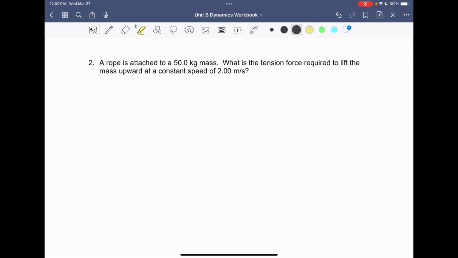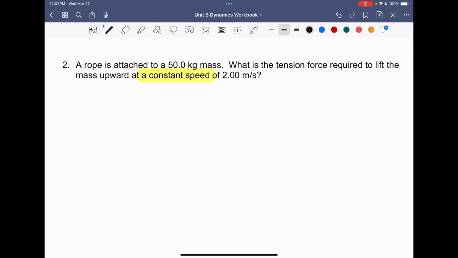So we're looking at a rope that has some sort of mass, the same mass as before. What is the tension force required to lift the mass upwards at a constant speed? Oh, this one's a good one. Because as soon as you see constant or uniform speed, this implies a different law. In fact, this implies first law, or Newton's first law of motion, which says that the Fnet is equal to 0. There is a balance in the forces, so therefore we say that our net force is 0.